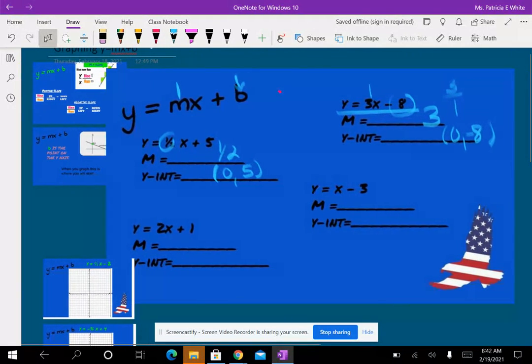So let's talk about this one. Slope is 2. Y-intercept, (0, 1). What about this one here? What is the slope? That number that I don't write, but that you've got to know is there. My slope is 1. And my y-intercept, (0, -3). Okay? All right, I'm going to put this one away.